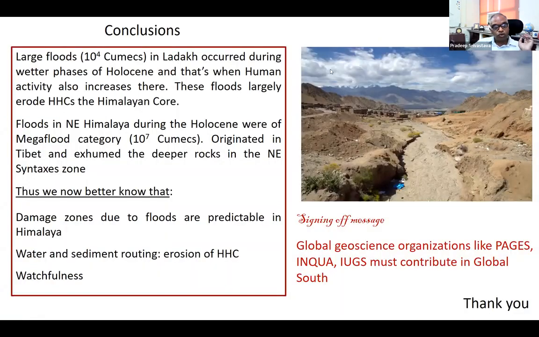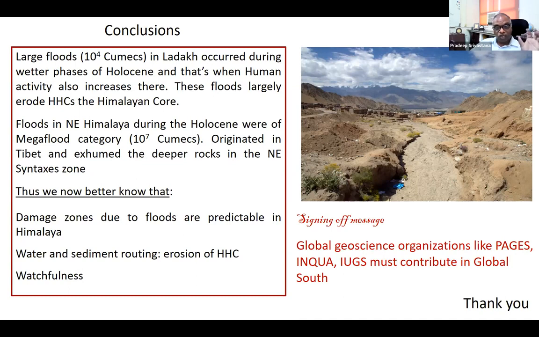And now, to conclude, we found that large floods of 10 to the power 4 cumecs in Ladakh occurred during the wetter phases of the Holocene, actually the Holocene climatic optimum, and that's when human activity also increased there. And these floods are largely eroding the higher Himalayan crystalline core. The floods in the northeastern Himalaya, that is the Tsangpo and Brahmaputra, during the Holocene were of the mega flood category, originated in Tibet and exhumed the deeper rocks in the northeastern syntaxis.